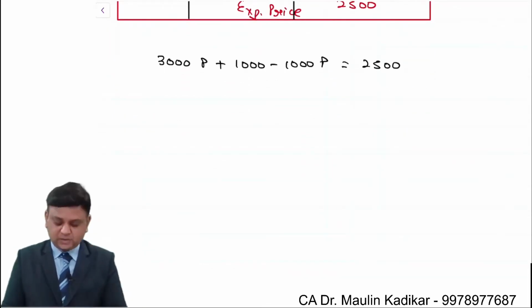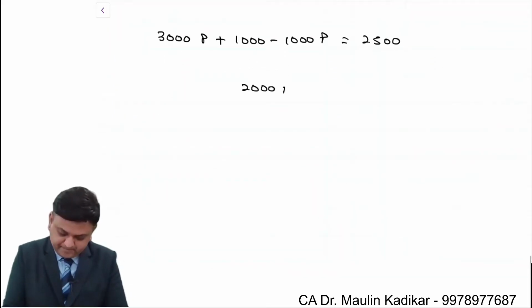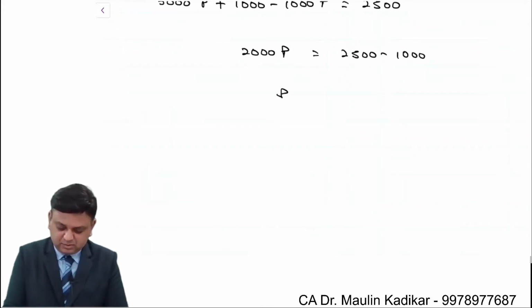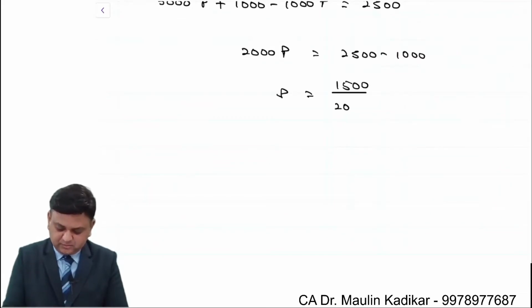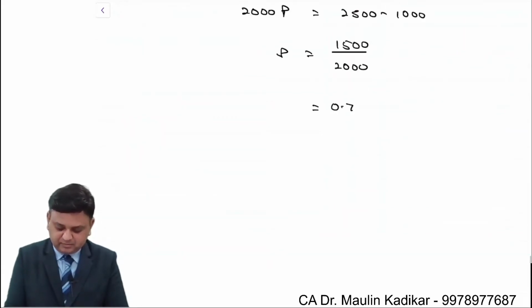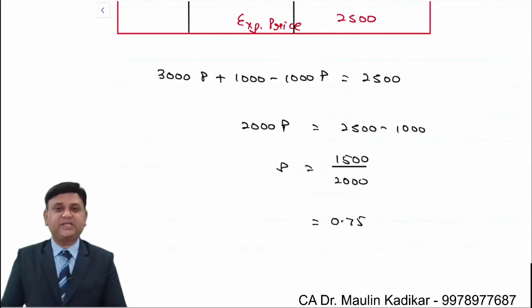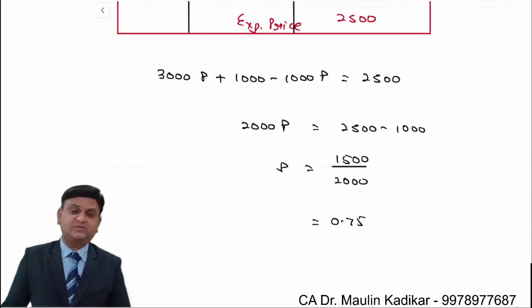So 3 minus 1, that is 2,000 P, is equal to 2,500 minus 1,000. So P is equal to 1,500 divided by 2,000. That comes to 0.75. So there are 75% chances that the price will go up and 25% chances the price will fall down, and accordingly we will make the calculation of the premium.